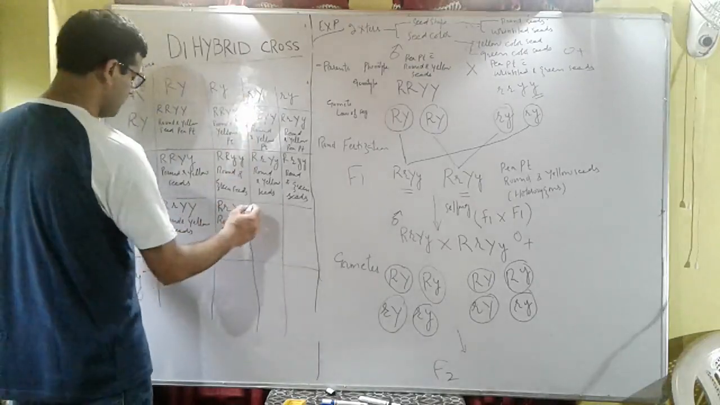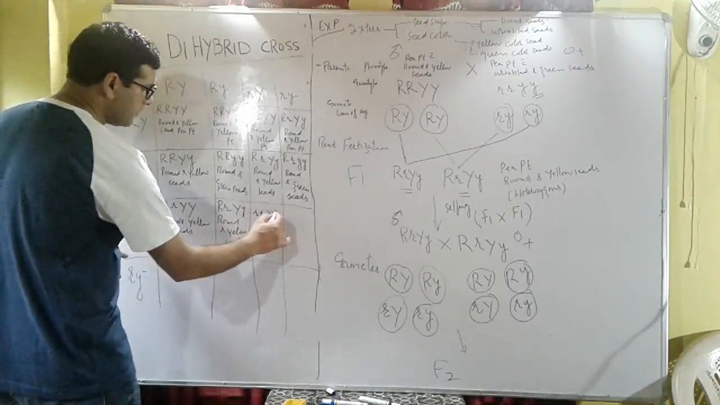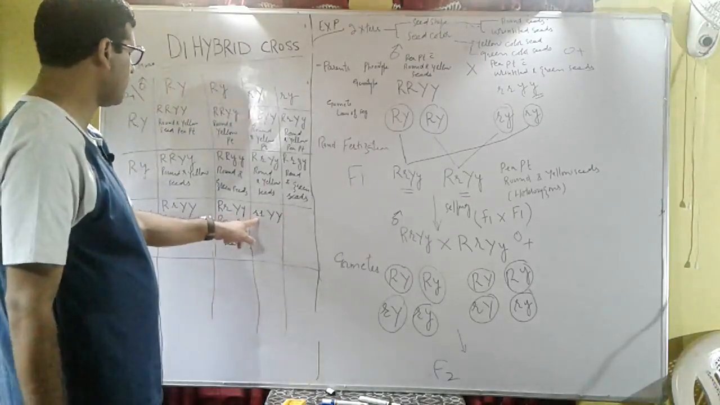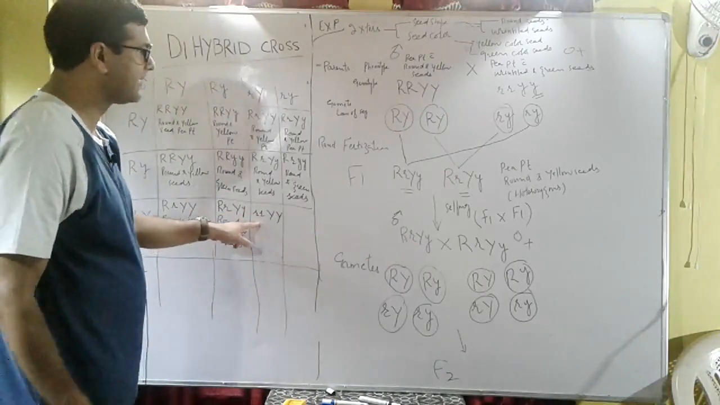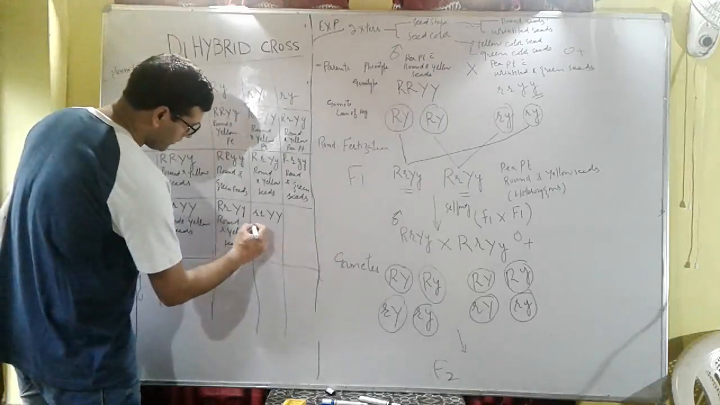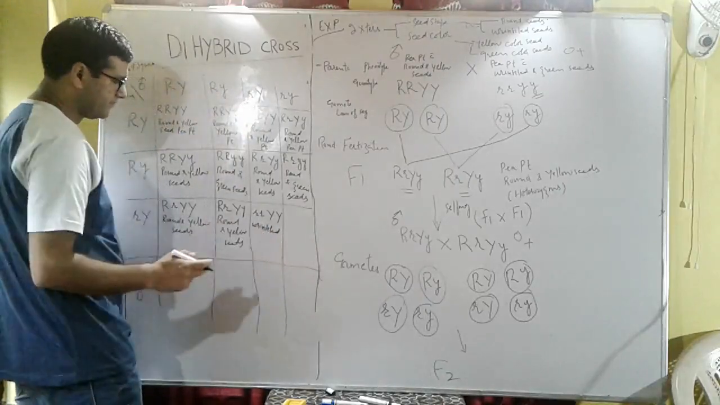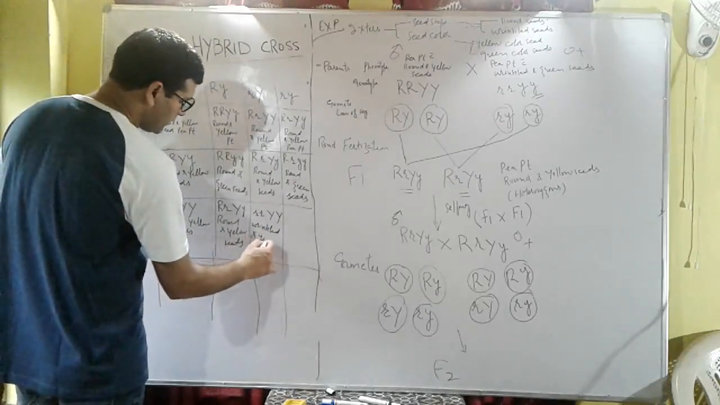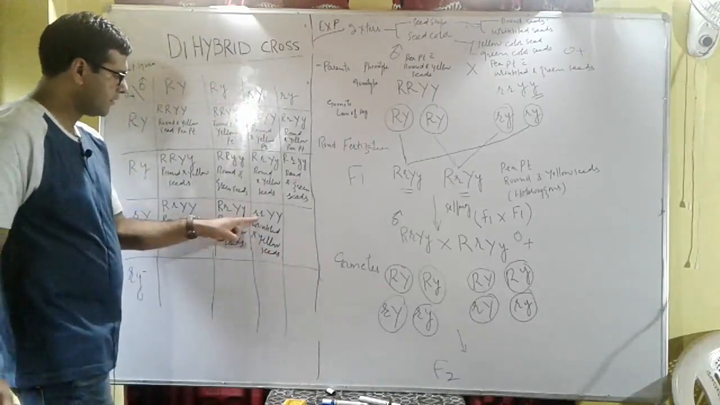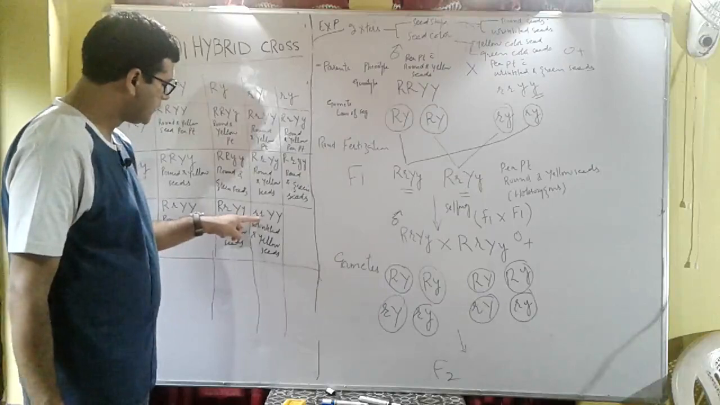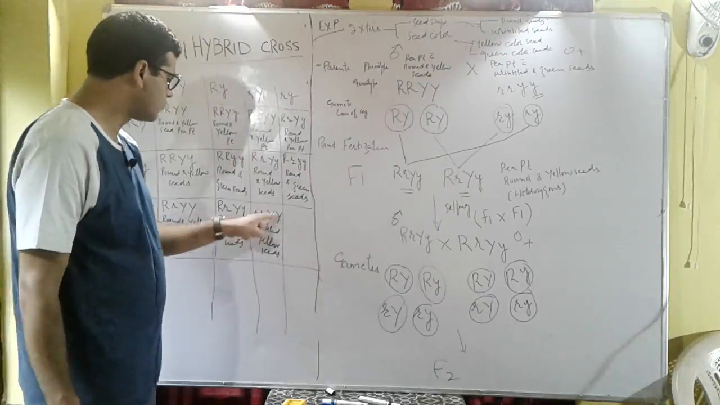Then we have small r and capital Y. What does this small r designate? This small r designates the wrinkled character. So this is a pea plant with wrinkled and yellow seeds. Small r and small r is the genotype for wrinkled seeds, and capital Y is the genotype for yellow seeds.